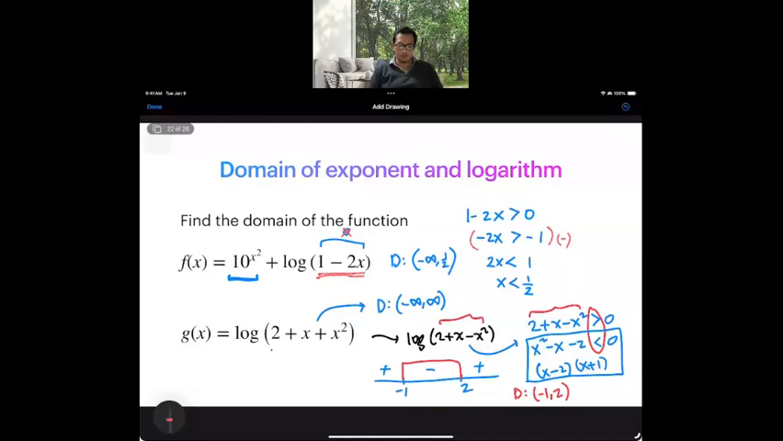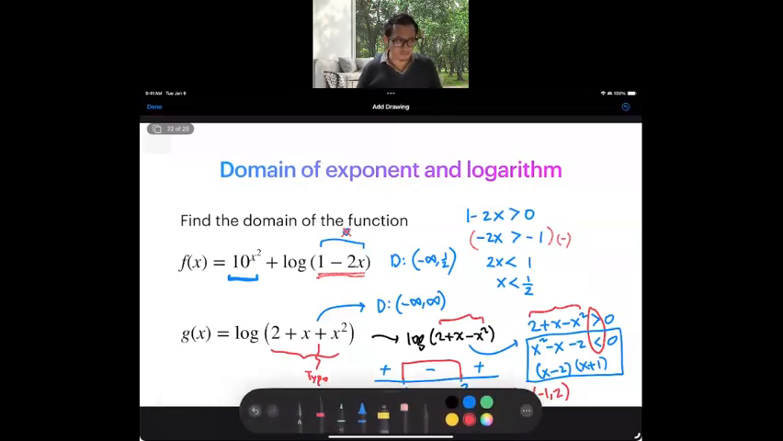So I have a typo here, actually. If this is 2 plus x squared, this becomes all real numbers. Can be applied. Any question first? I think okay, right? We can follow. No big deal for domain, right?